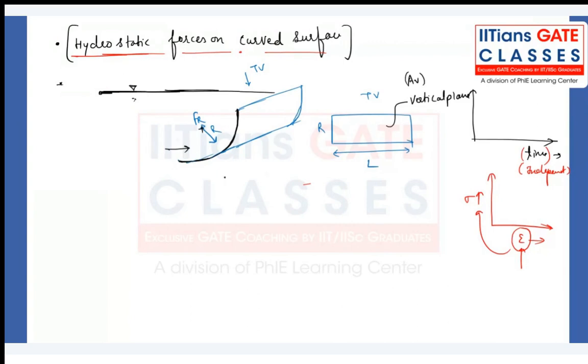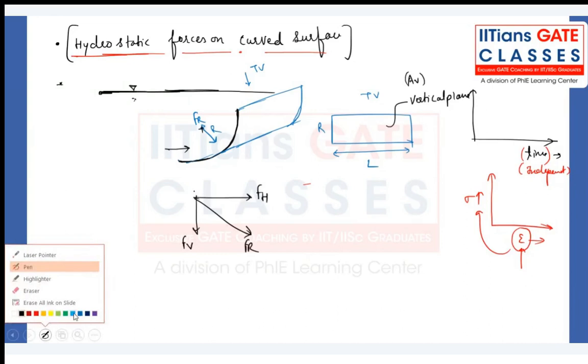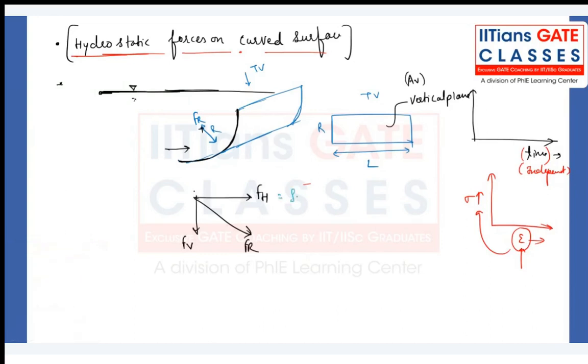Try understanding. When I resolve the hydrostatic force, I resolve it in two ways: one is my horizontal component, one is my vertical component. For the horizontal component, I will directly write rho g h bar into AV, the area in the vertical plane. It has exactly the same formula as we have discussed. Just think of this as a vertical plane with projected area AV. This is my horizontal force.